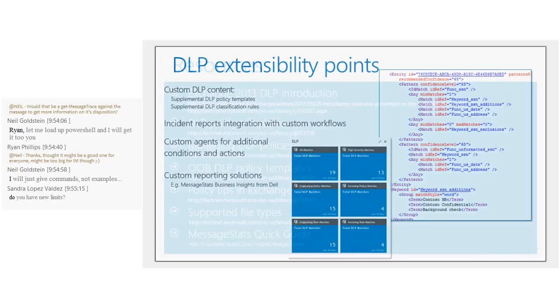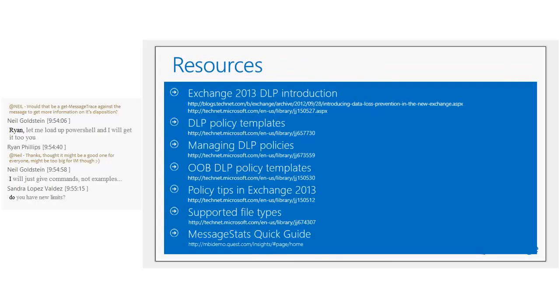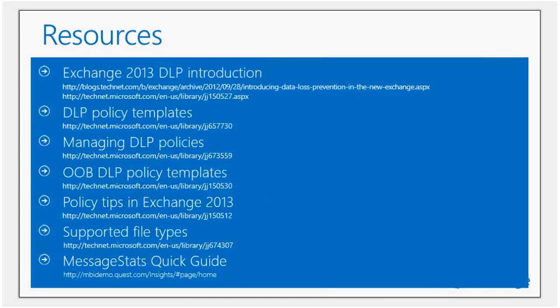Here are some resources that should be a good reference to all of you. A lot of these are technical resources which talk about the different topics, from fingerprinting to the sensitive information types and how to create one of your own, to customizing your policy tips and so on. So go through these, and for people from Microsoft who are internally on the call, there are also some resources on Infopedia, and there will be some more resources that I'll be posting soon.